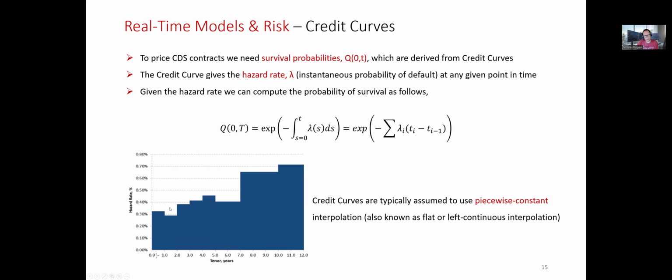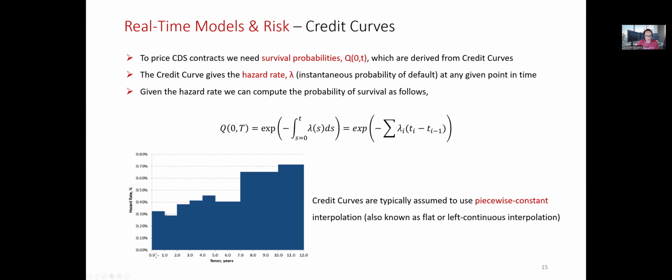And the credit curve is basically a curve of hazard rates, lambda. Now, lambda is the instantaneous probability of default at any given point in time. Given the hazard rate, we compute the probability of survival as follows. This probability of survival Q has this formula, which is just the sum of lambdas times the time. Now, credit curves are typically assumed to have piecewise constant interpolation, also known as flat or left continuous interpolation.